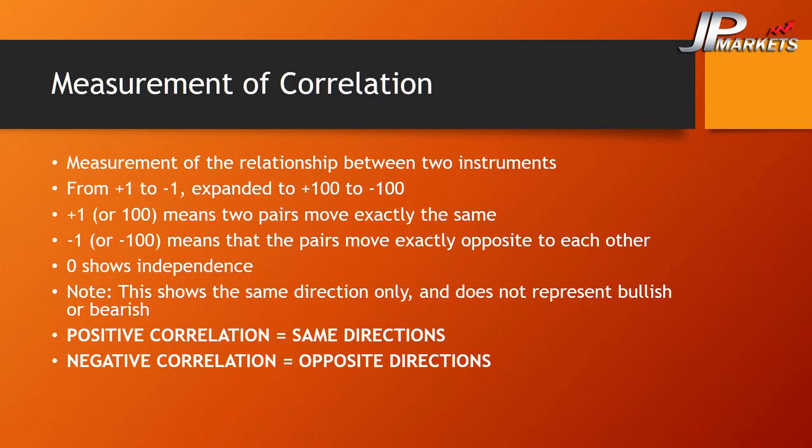So when one pair goes up, the other pair will go down. A correlation of 0 means that the pairs move independently of each other. They have no relationship at all.